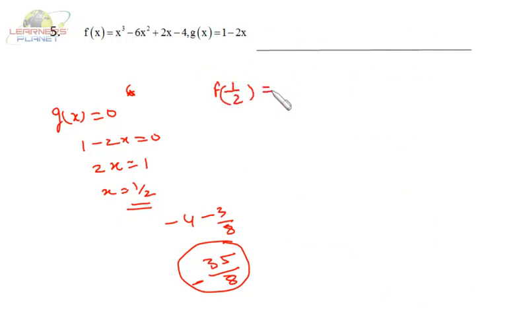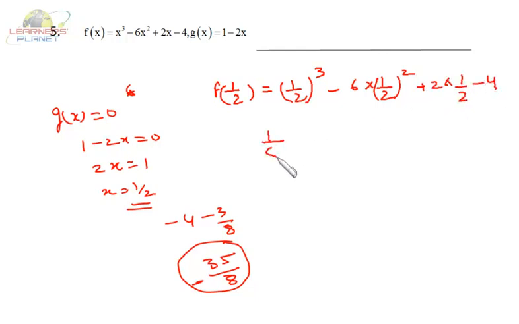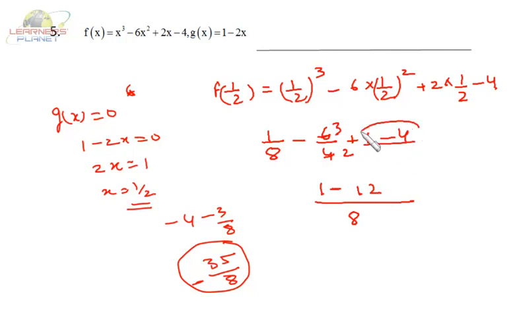So f(1/2) is equal to 1 upon 2 whole cube minus 6 into 1 upon 2 square plus 2 into 1 upon 2 minus 4. So it's 1 by 8 minus 6 by 4 plus 2 by 2, that is 1, minus 4. Okay, now let's take LCM. Now it's 8, it's 1 over here, minus 2 fours are 8 and 4 into 3, 12. And this calculation is actually minus 3 by 1. So it's 1 into 8, 8, 8 into minus 3 is minus 24. Okay. So it's 1 minus 36, or we can say minus 35 by 8.